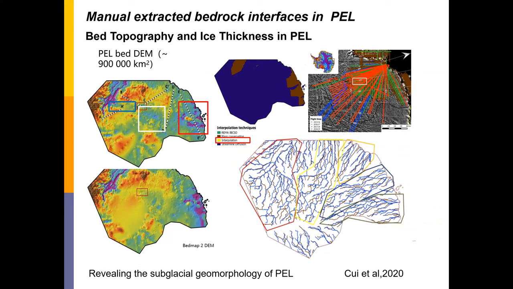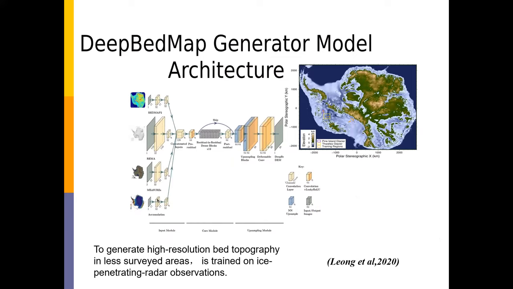2019. Recently, we have a new one about the tropical field to Princess Elizabeth Land. It's also from manual picking. Recently, machine learning methods such as the deep bed map have been used to generate higher resolution bed topography of the Antarctic ice sheet.